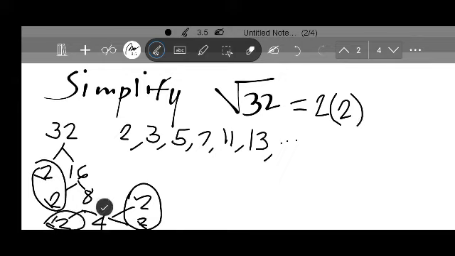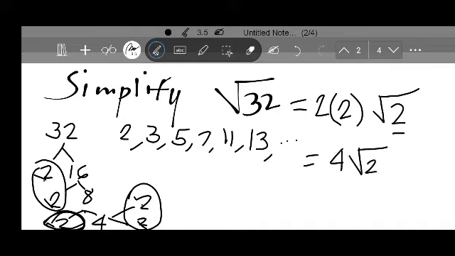So this 2, or this number that does not have a pair, will be the one placed inside the radical symbol. So we have this 2 right here. And then the 2's that were paired will be outside. Multiply them. That's 2 times 2 is 4 square root of 2. That's the answer to this one.